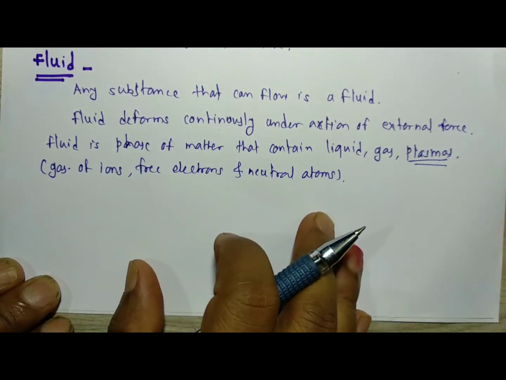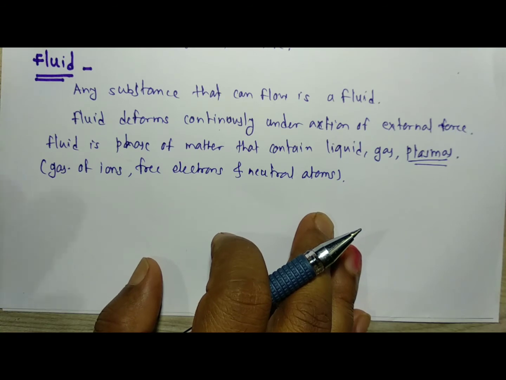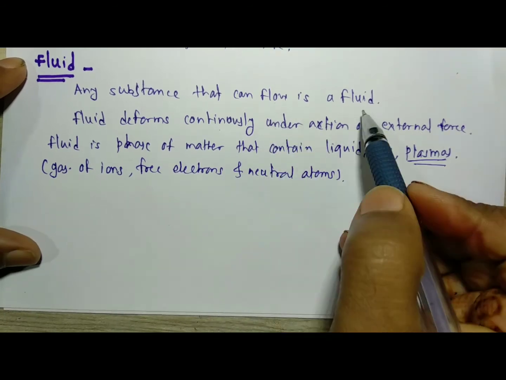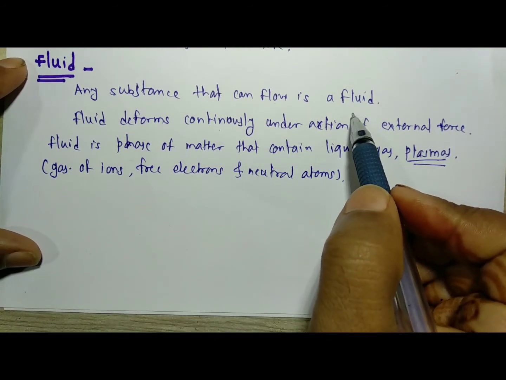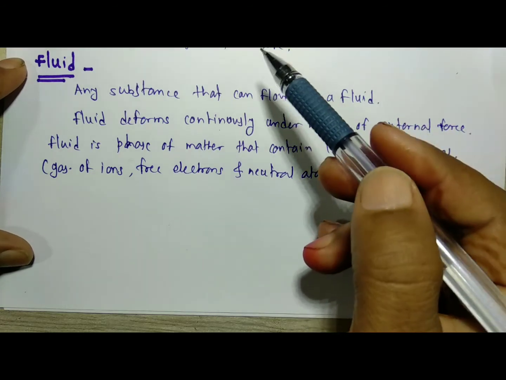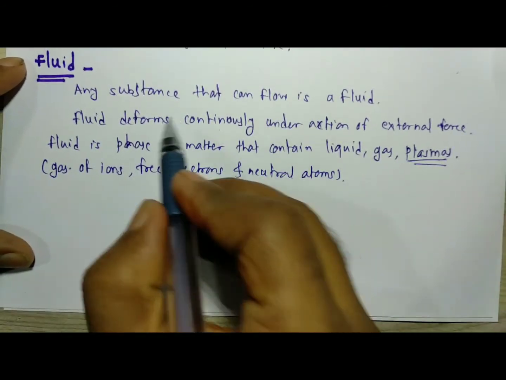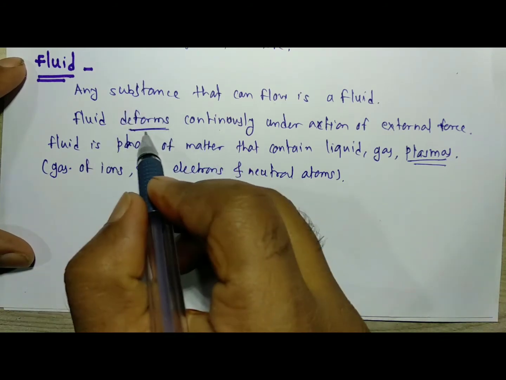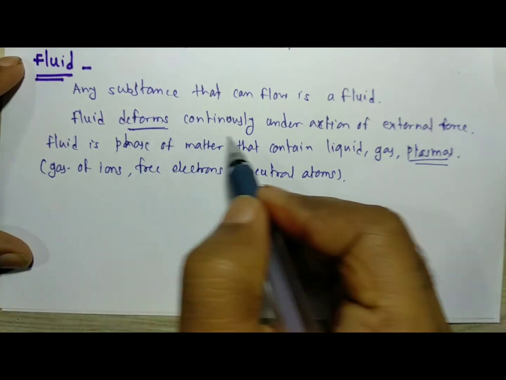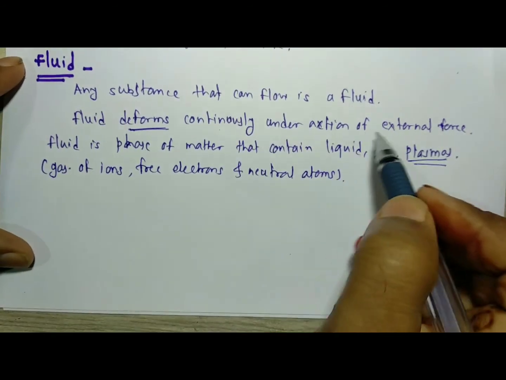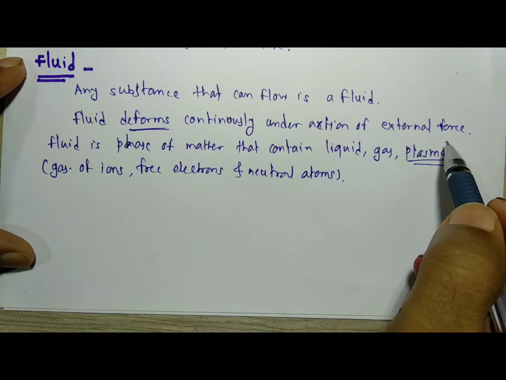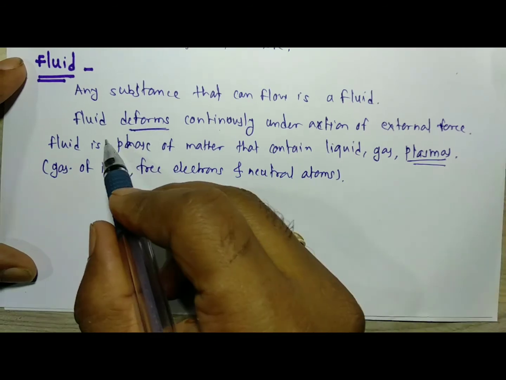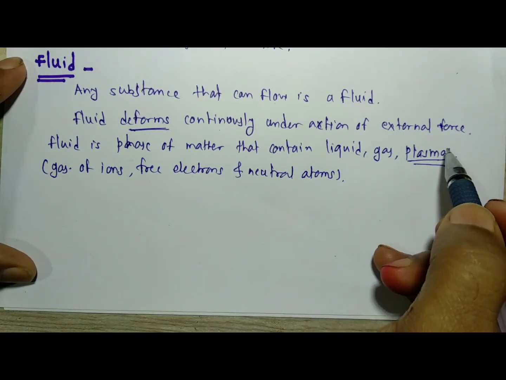Once again we are thinking about the fluid. Fluid is nothing but any substance that can flow. It is called a fluid, which is already known to you from the recall points. Fluid deforms continuously. What is deformation? That means a change in shape and size. At that time you will get deformation in the body. And fluid deforms continuously under the action of an external force. When we apply an external force, fluid changes its shape and size, and therefore fluid deforms continuously under the action of external force.